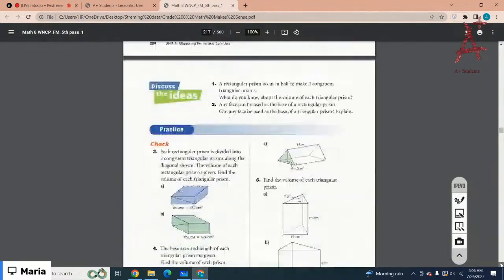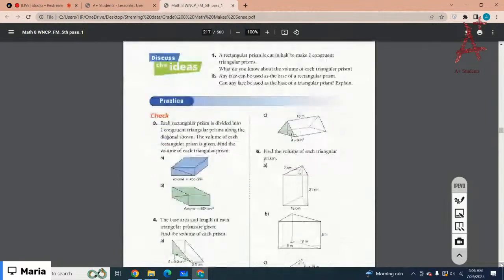Okay, let's just start with question number 3. Each rectangular prism is divided into two congruent triangular prisms along the diagonal shown. The volume of each rectangular prism is given. Find the volume of each triangular prism, because the rectangular prism is divided into two triangular prisms. Got it? So you have to divide the volume by 2, right?